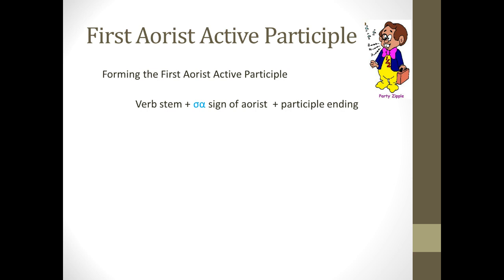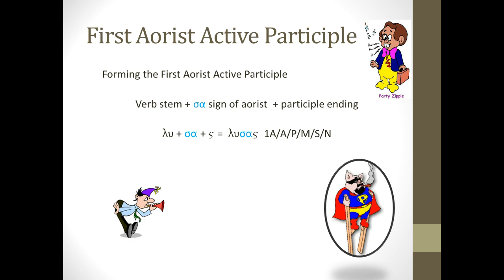So in this case, let's look at the example we have here. We start with our lu stem, our sigma alpha, which is the indicator for us that we're dealing with the aorist participle. And then in the case of the nominative, it's just simply a sigma. And so in the aorist participle, the first aorist active participle, masculine singular nominative, lu becomes lusas. Okay, so again, just verb stem, sigma alpha, and your participle ending.